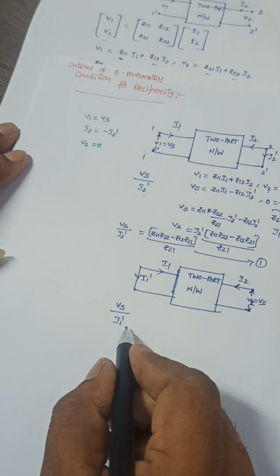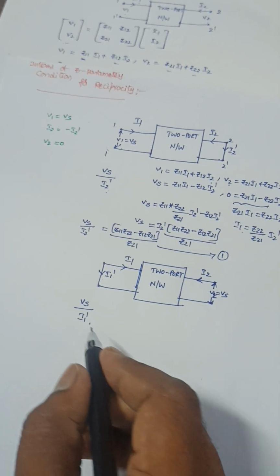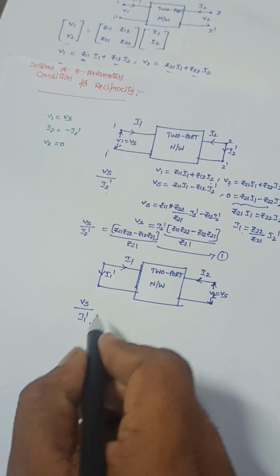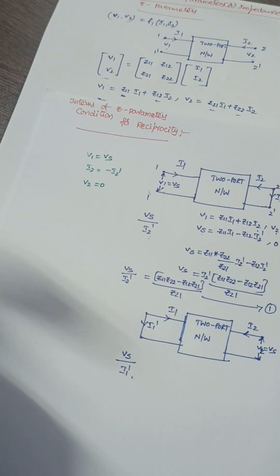Now we should find this Vs by I1 dash. Now in this, what are the conditions here?